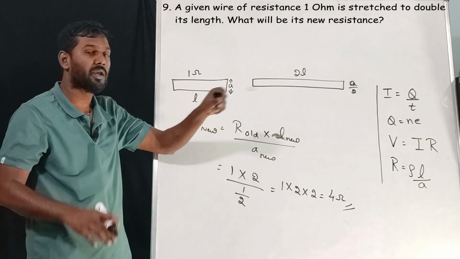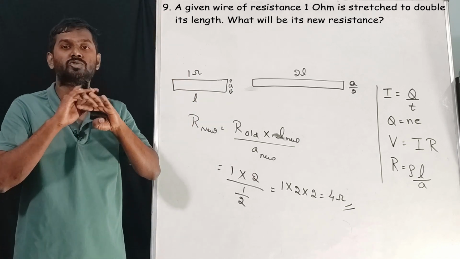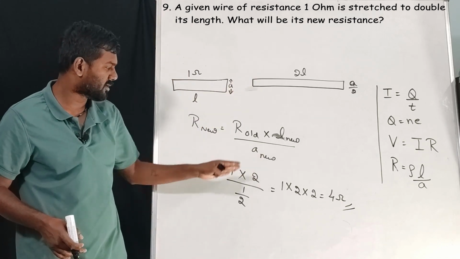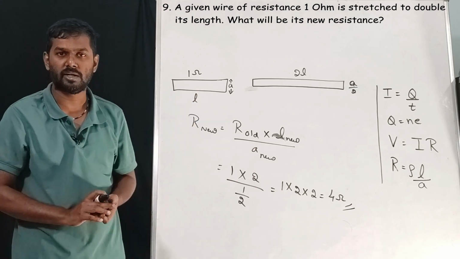That's it. New area, new length, completely based on the concept. If you know the concept, if the length increases 2 times, area will decrease 2 times. All these things you should know. Based on that we are going to substitute the values. If you get confused, watch it one more time, definitely you will understand.